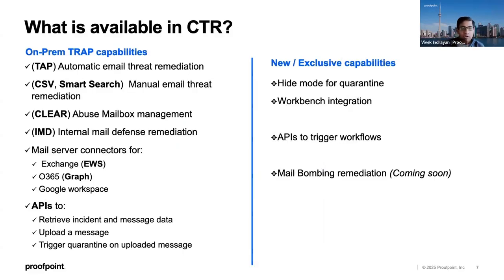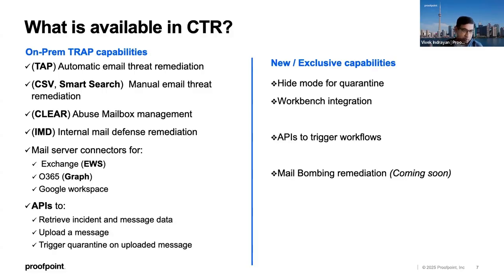So if you are coming from on-prem TRAP, a number of capabilities are already available. You have TAP for automatic email threat remediation. These are TAP alerts sent for inbound email from outside your organization. There's manual remediation you can do for emails that were circulated, again, within the organization or even sent from outside. You can use both CSV files and the Smart Search export. There is, of course, CLEAR, or abuse mailbox management solution, and the recently launched IMD capability for internal mail defense. And we connect all three: Exchange, O365, and Google Workspace mail environments.